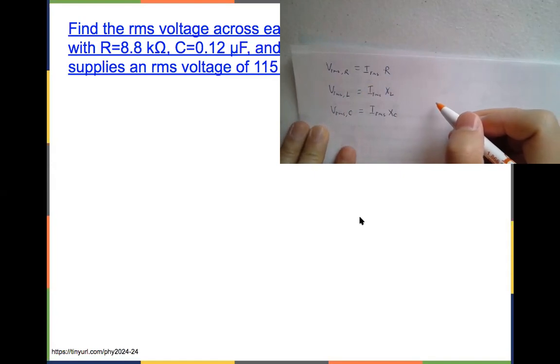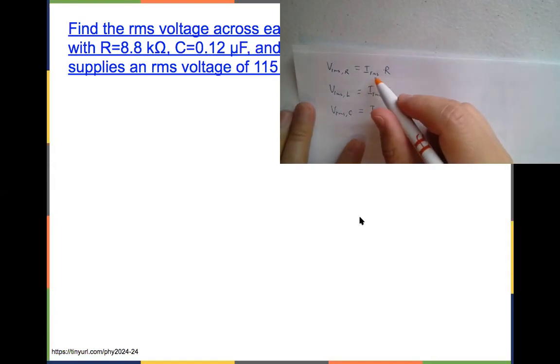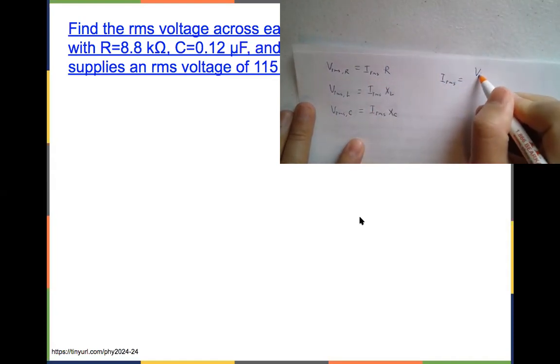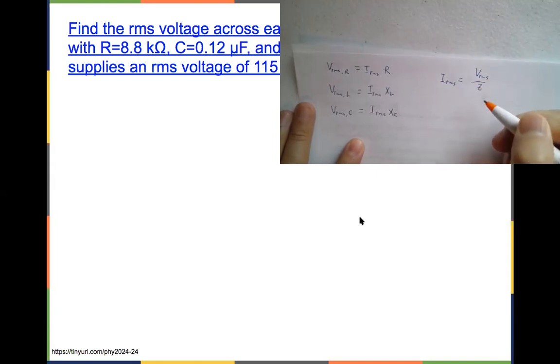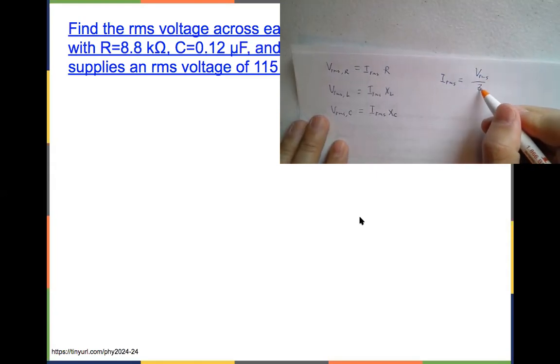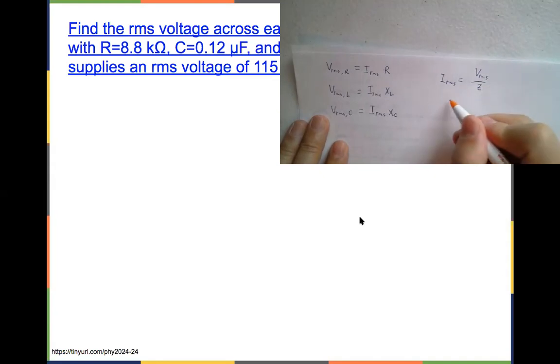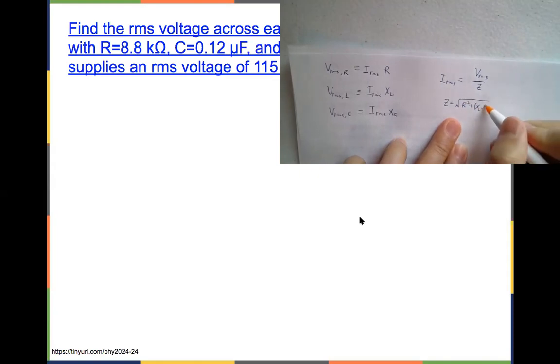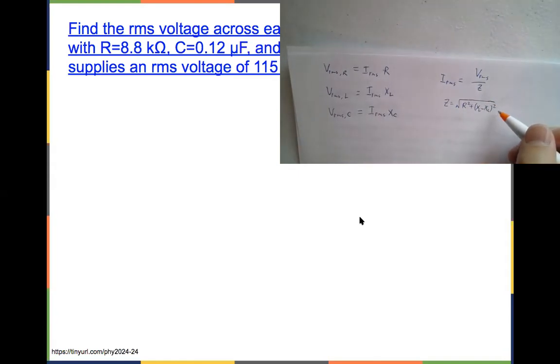So that means first you want to figure out the I_RMS. Now I_RMS can be calculated by doing V_RMS divided by Z, right? This is from the definition of the impedance. Now impedance can be calculated as the square root of R squared plus (XL minus XC) squared. Okay, so let's do this. We need this first. R is given, and then we need to calculate these two first.